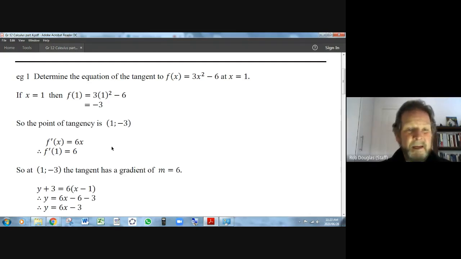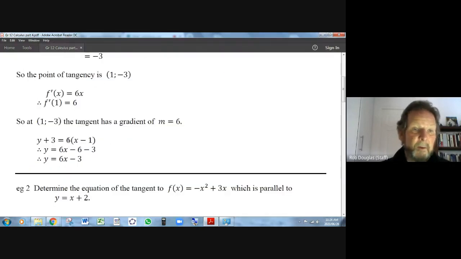But what's the gradient at x equals 1? Well, all we do is find the derivative. 2 times 3 is 6x. The derivative of minus 6 is 0, so it's just 6x. If we take 1 and put it in the derivative formula, we get the gradient right there. Now we've got everything we need: the gradient, and a point, (1, minus 3), and we just put it in the formula. y minus minus 3 is y plus 3, equals m, which is 6, times x minus x1, which is 1. Then we just multiply it out.